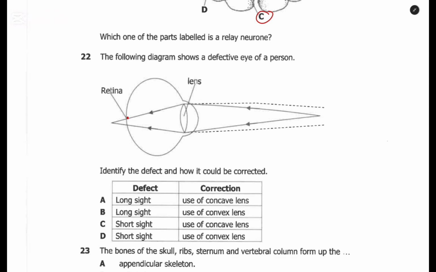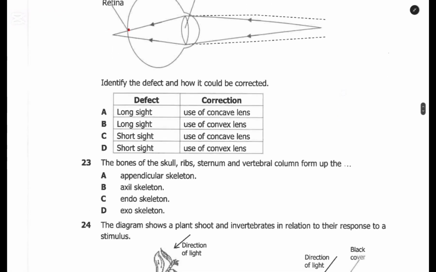It's as a result of abnormal shortening of the eyeball. As a result, the image is formed beyond the retina, and this one can be corrected by the convex lens, and therefore we are looking at B to be the answer. So long sight, use of convex lens. Okay, so question 22, the answer is B.